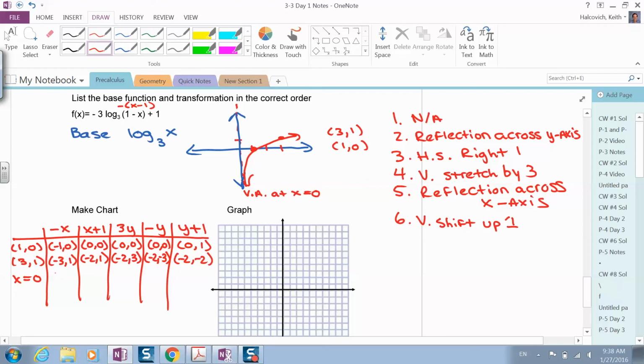And then last but not least, here it's still x equals 0. Then it's going to be x equals 1. And the y doesn't affect the vertical asymptote. So when you graph it, your vertical asymptote's at x equals 1, then your first point's at 0, 1, and then you have -2 and -2. So it's going to look like this. And that is our graph.